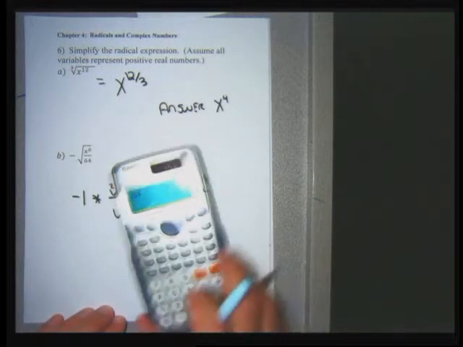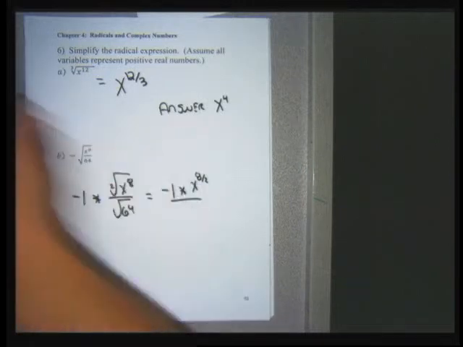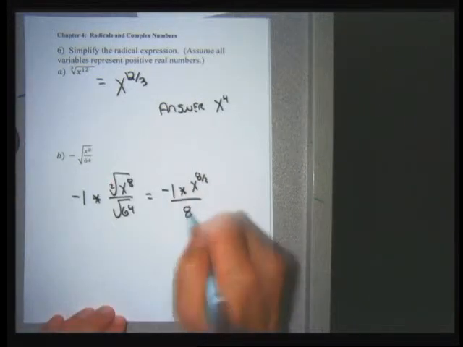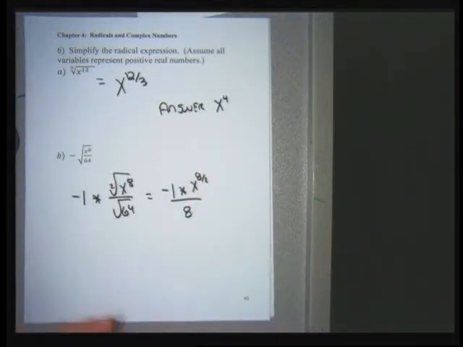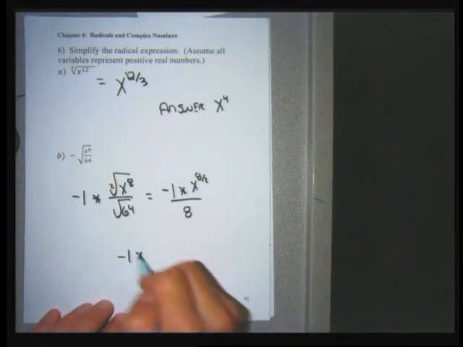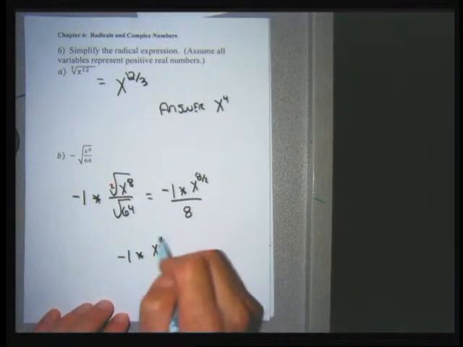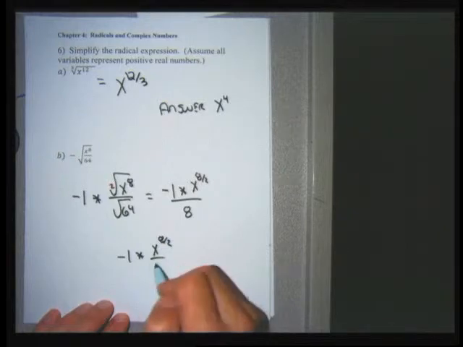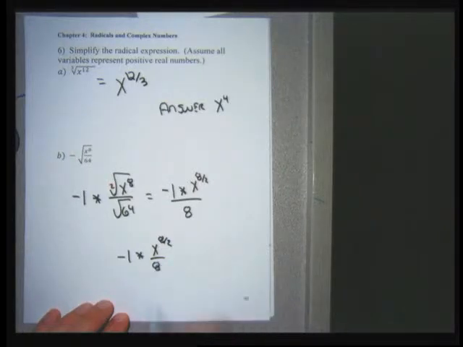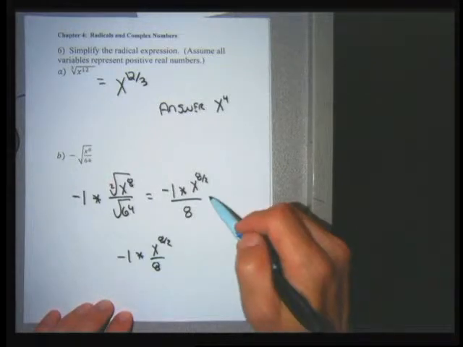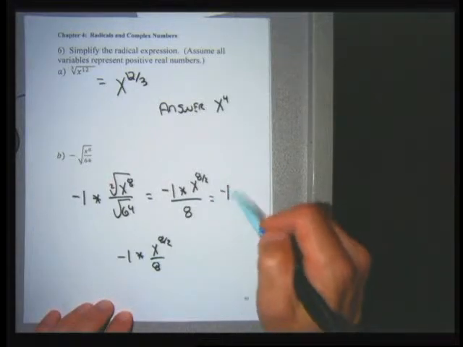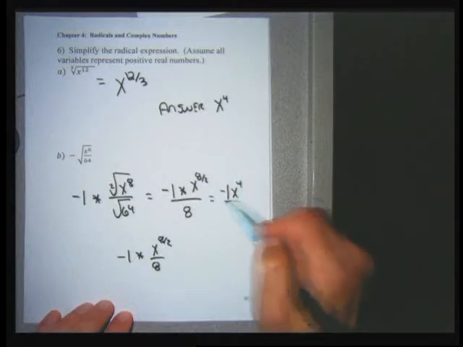So the square root of 64 is 8. The radicals both drop. The negative 1, I didn't have to leave in the numerator. I could have left it like this: negative 1 times x to the 8 over 2 divided by 8. That would both be acceptable for the negative 1. And now I'm going to simplify. In the numerator, I'm going to write negative 1 times x to the 4th over 8.